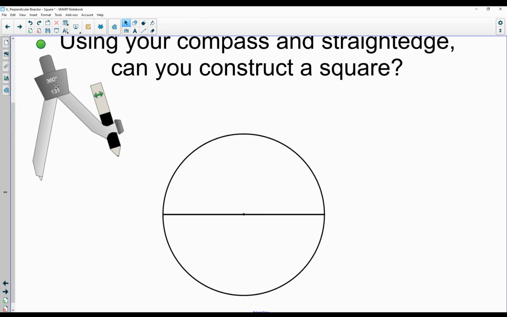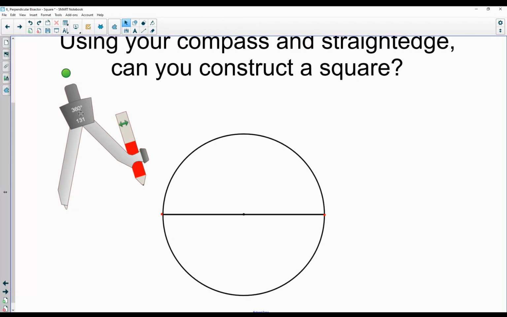There it is. Okay, so once you have the diameter, it's just helpful to put a point on each end, a point and a point. Those are the two vertices of your square already. Remember, a square is 4 sides. It has 4 vertices.